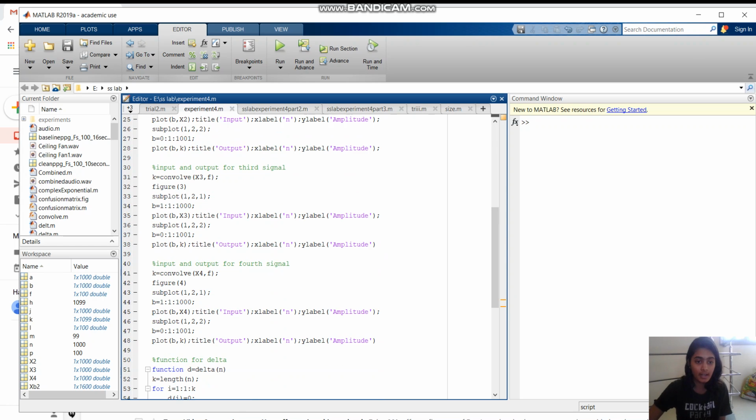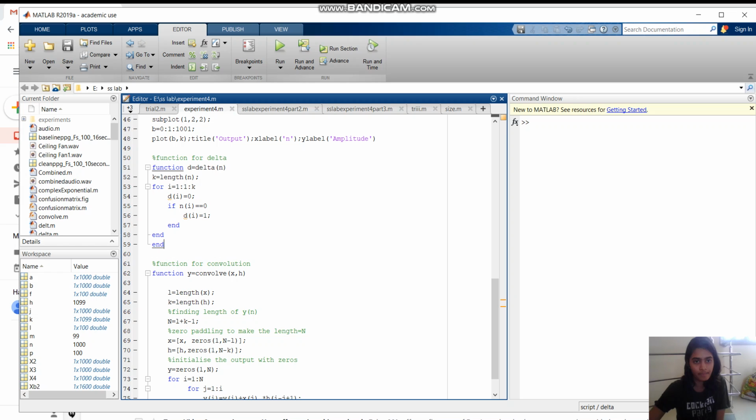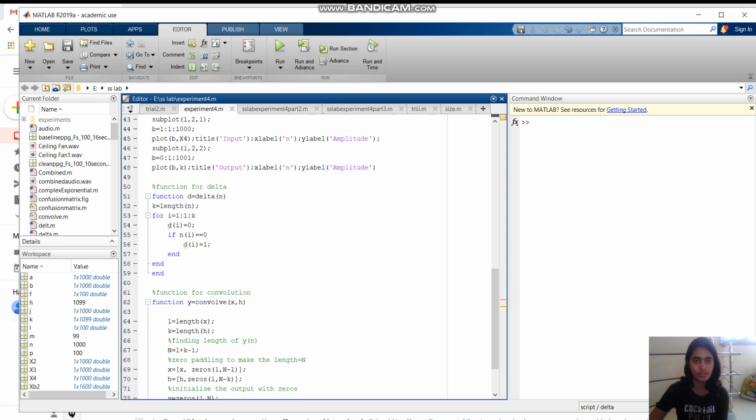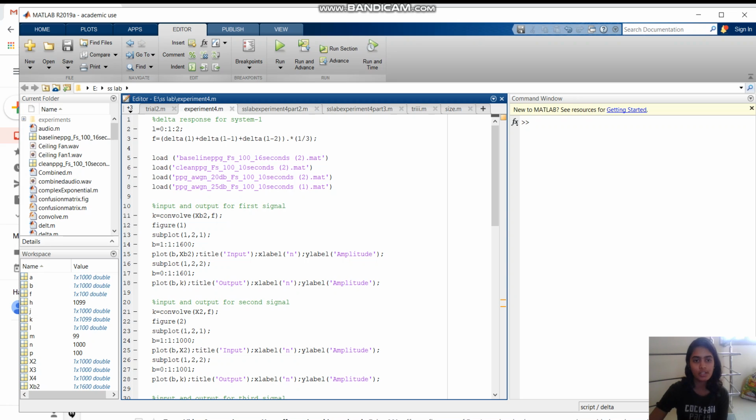And where did I define the delta function? In the last, I defined this delta function in such a way that it takes an input that is an array, and it returns the values of delta of these inputs. As we know, if it is equal to 0, then the value will be 1, and if it is other than 0, it will be equal to 0. So by using that function, we can find the delta response of the system.